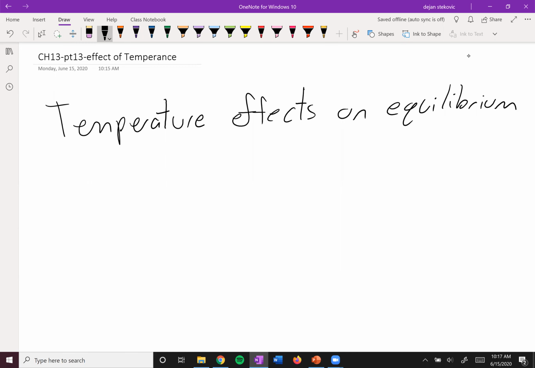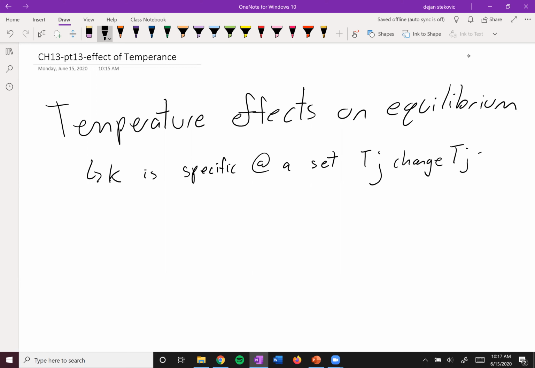All right, next up, let's take a look at the temperature effects on equilibrium. So remember that K is specific at a certain temperature. So if we change the temperature, we change the value of K.